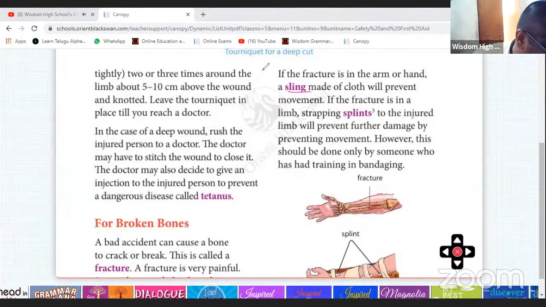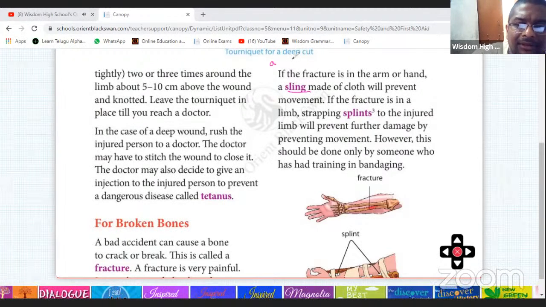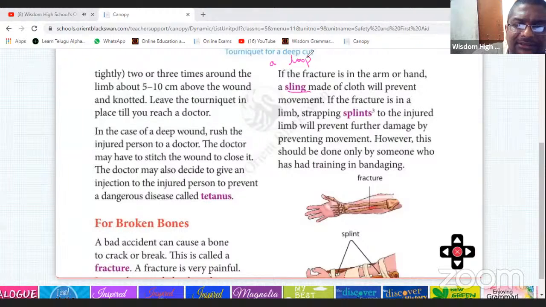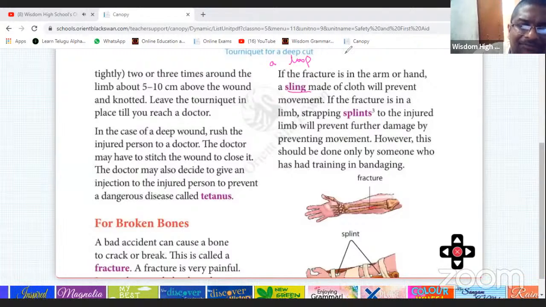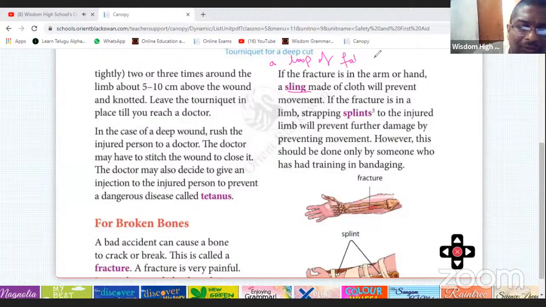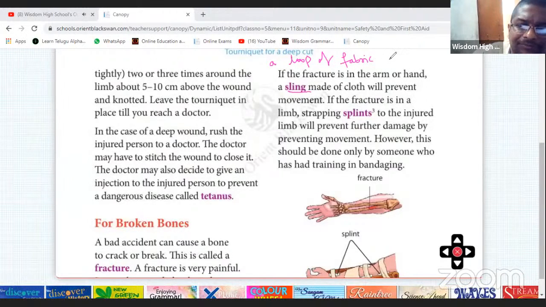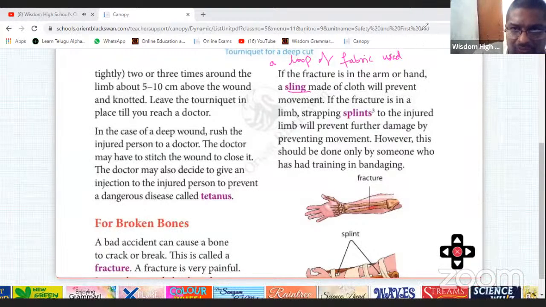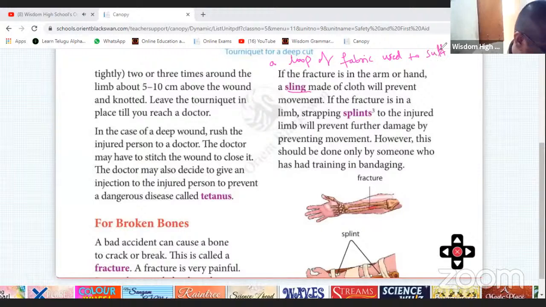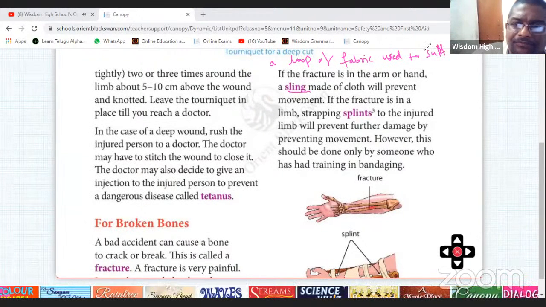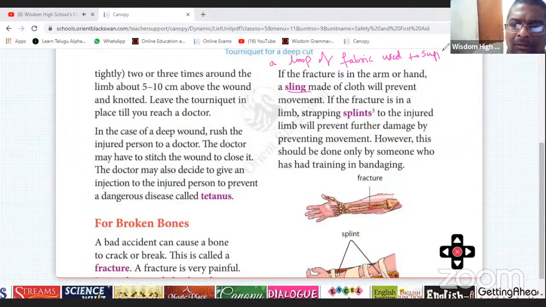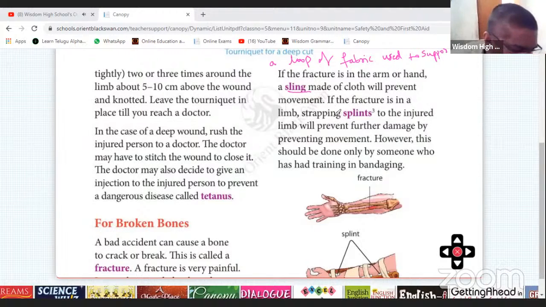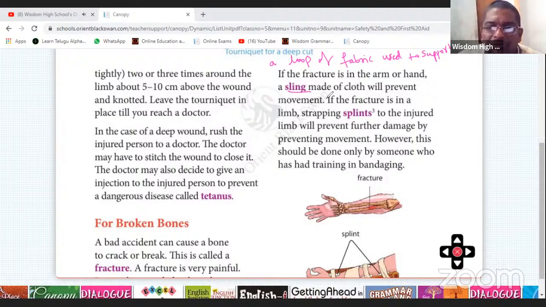Sling means, you should write in your notebook or textbook, a loop of fabric used to support. A loop of fabric used to support, that is a sling.